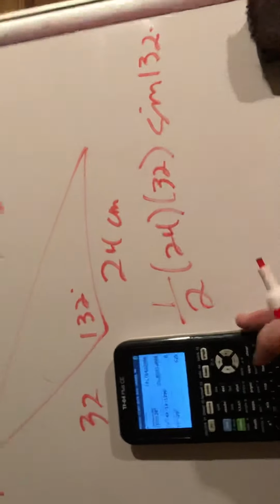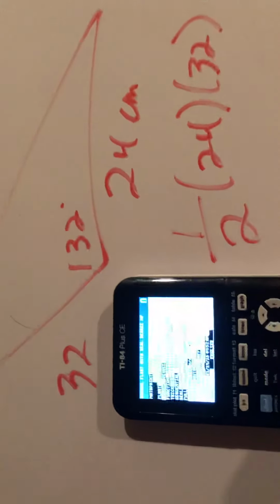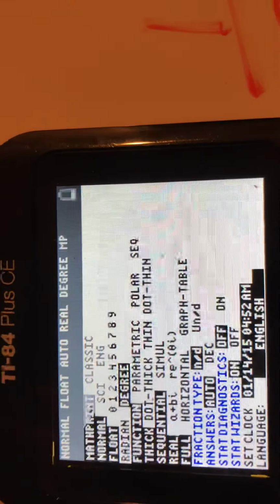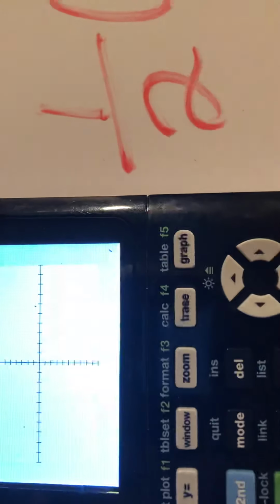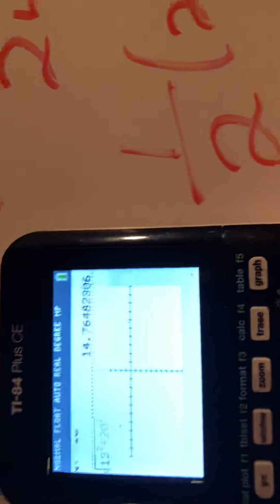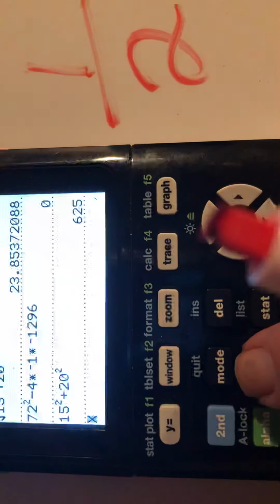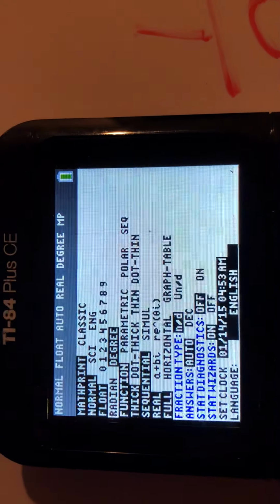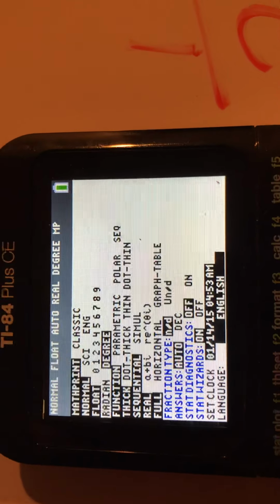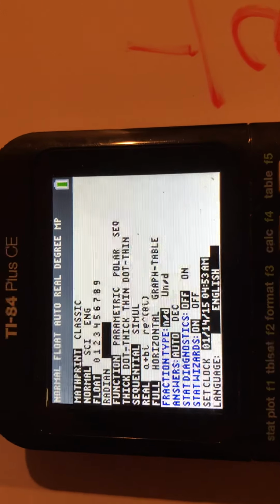Make sure that your calculators are in degree mode. See? Make sure they're in degree. And the place you find that is you hit your mode key right there. See the mode? You don't hit graph. You hit that mode key right there. Okay, you hit it. Make sure it's in degrees. If it's not, you arrow down to it, go over, hit enter.